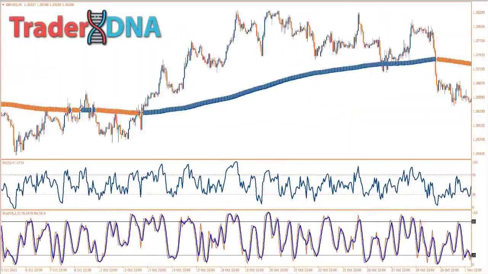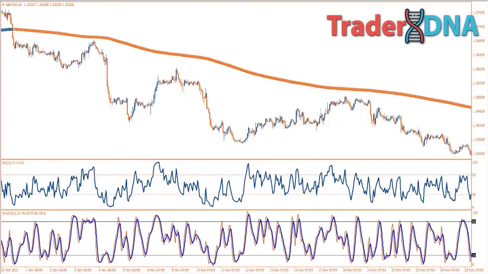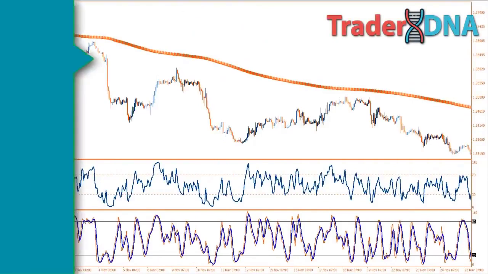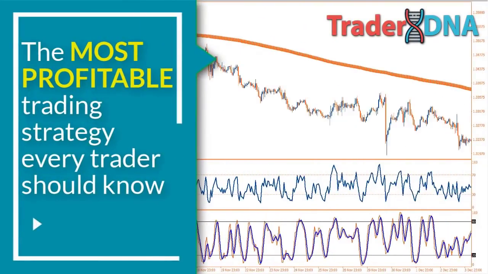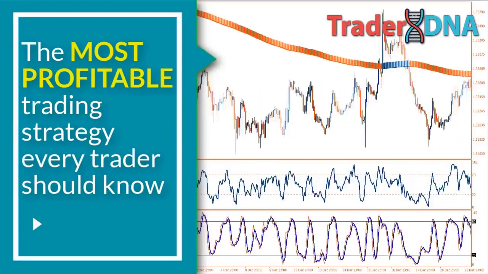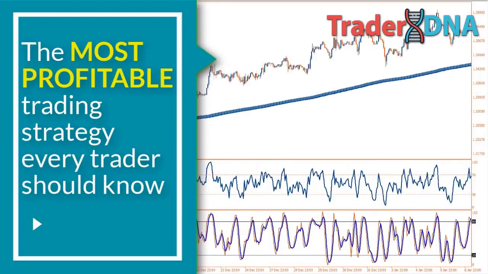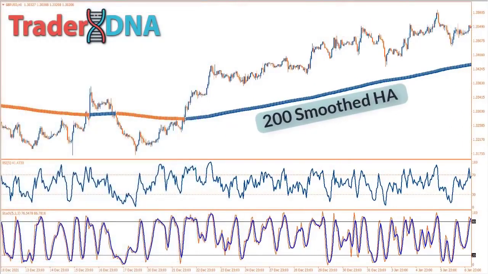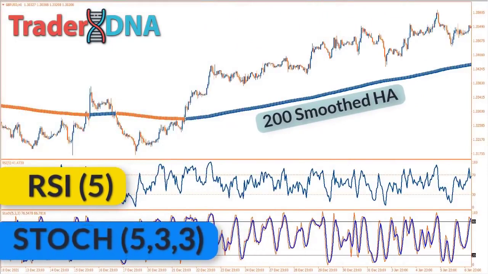This is the most effective combination of RSI, stochastic oscillator, and smoothed Heiken Ashi indicator. In this video I'll show you one of the most profitable trading strategies every trader should know. The indicators needed for this strategy are 200 smoothed Heiken Ashi, RSI 5, and stochastic oscillator 5.